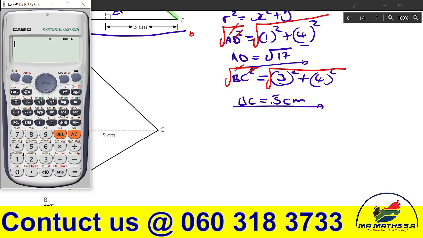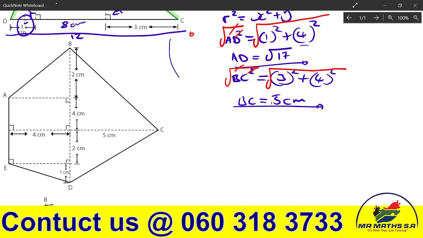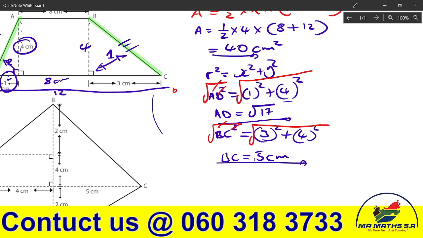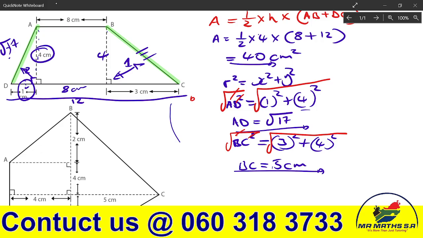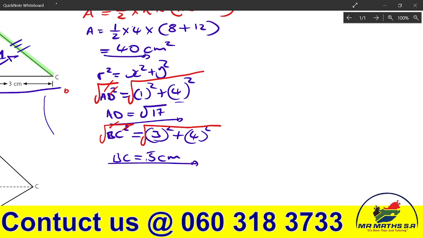Okay, now that we have BC, we have AD. That means we have all the sides that we needed. Are we together? We know the top side is 8, the bottom side is 12. So therefore, we can conclude and calculate the perimeter. Our perimeter will be the top side, which is 8, plus the bottom side, which is 12, plus these two sides that we just got, root 17, plus the 5 centimeters that we got.